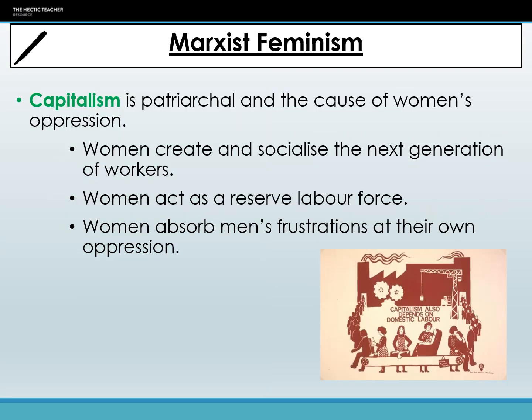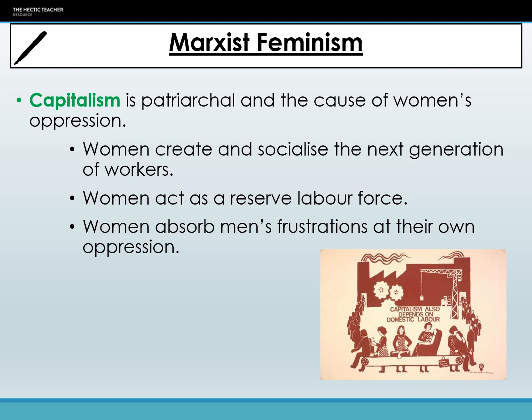Next up, we've got the Marxist feminists. And it won't surprise you to hear that they believe that capitalism is patriarchal and the cause of women's oppression. So they're looking at both Marxism, capitalism and patriarchy as being the causes of female oppression, and that capitalism in and of itself is patriarchal. They argue that women create and socialize the next generation of workers. By having children, the way that children are brought up by women gets them ready for the next generation to go into the world of work.